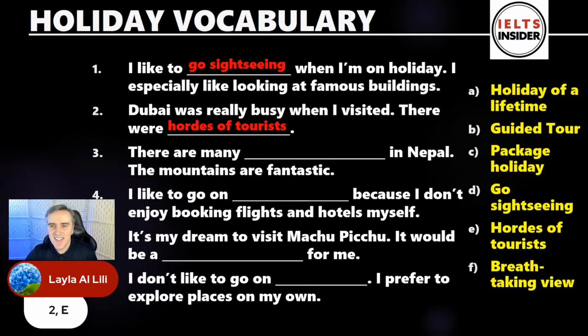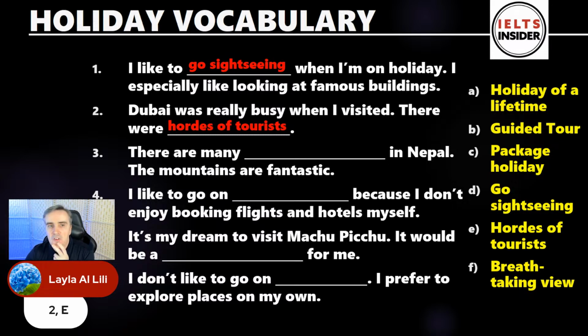Hordes of tourists. Yes, there were hordes of tourists. So this word hordes just means lots of, so many of them. There are certain cities around the world. If you go to London or New York, Paris, certainly Dubai, Bangkok, so many cities around the world that tourists just go to, so many of them. And when there's a lot of them, we can say there were hordes of tourists, meaning lots of them. Very good.